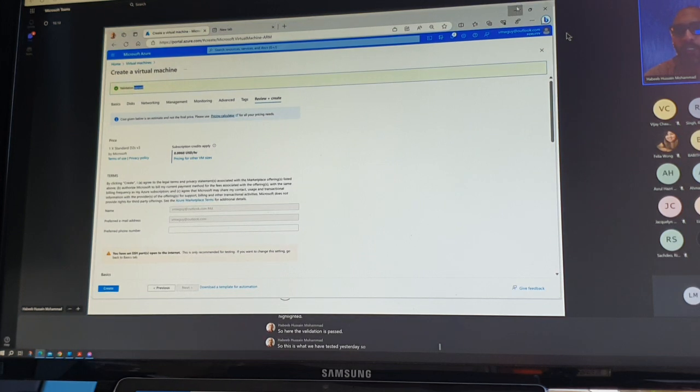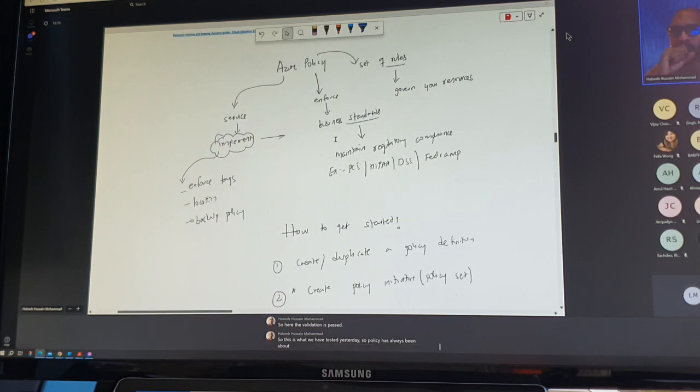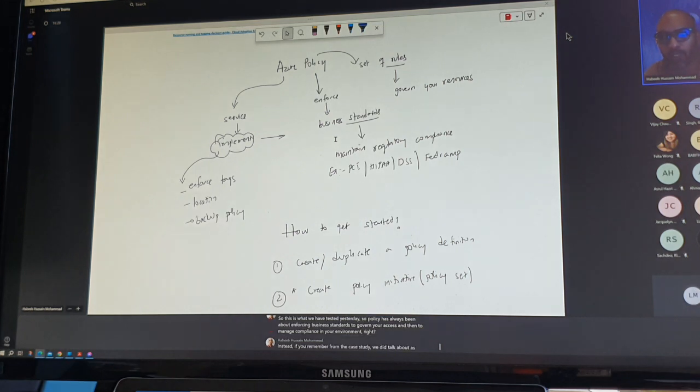So policy has always been about enforcing business standards to govern your access and then to manage compliance in your environment, right? Yesterday, if you remember from the case study, we did talk about a situation wherein we said, hey, we need to limit the size of a virtual machine so that we can control the cost associated to deploying the virtual machines. So that's something which we have discussed. So that's about your Azure policy.